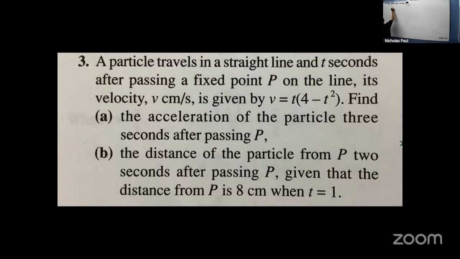Okay? So they gave you V is equal to t(4 minus t squared). So do your thing, expand it out first. You're done. Oh, you're now going to start part B. Quick note: you want to get distance and you have velocity. So what do you have to do? Integrate the velocity, yeah. And then find the C.